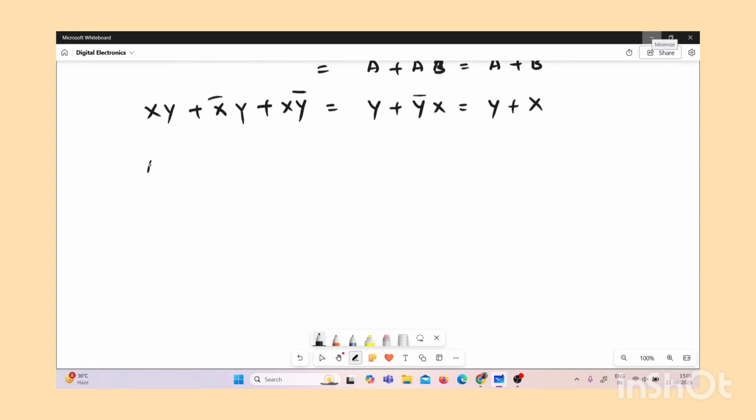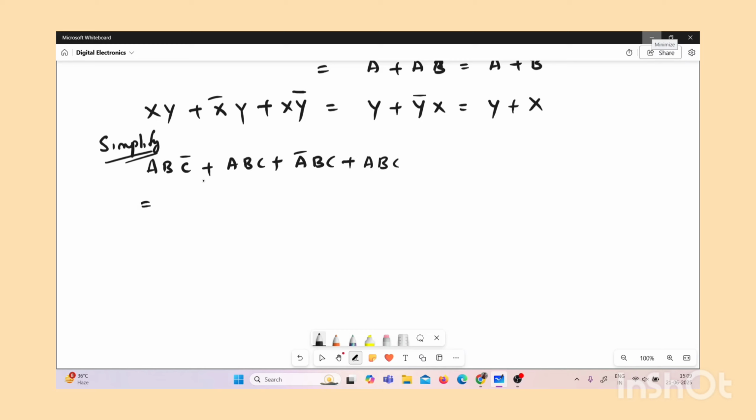Next, let us simplify one more. ABC bar plus ABC plus A bar BC plus ABC. Simplify this expression. And the question is this one. Simplify ABC bar plus ABC plus A bar BC plus ABC. Okay, let us take this one.